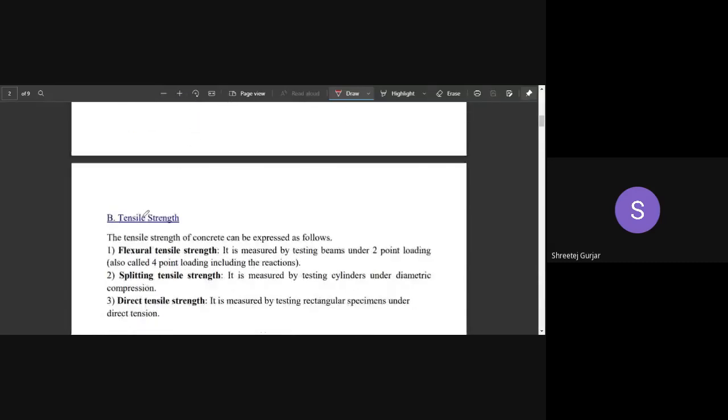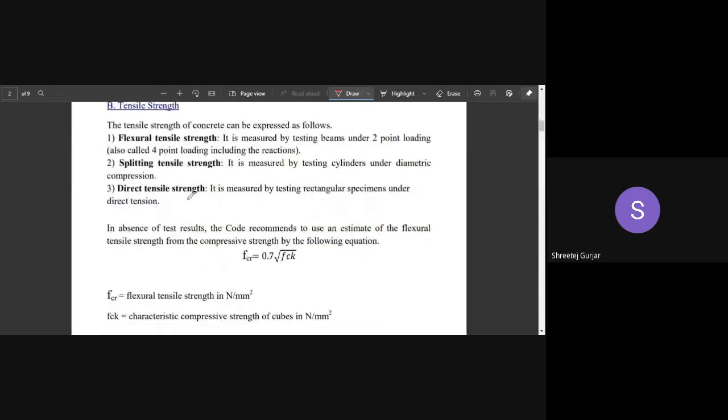Then after that, we have studied the tensile strength of concrete. And in tensile strength, we have seen that there are three main tensile strengths, that is your flexural tensile strength, then there is splitting tensile strength, and then there is direct tensile strength. We have studied how we perform this test and how we measure the tensile strength of our concrete.